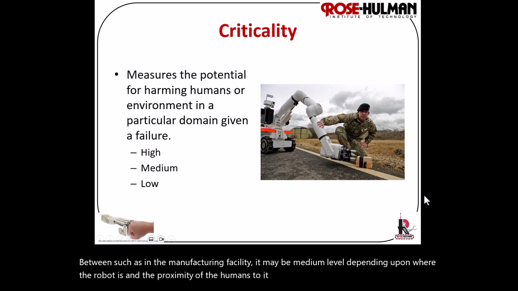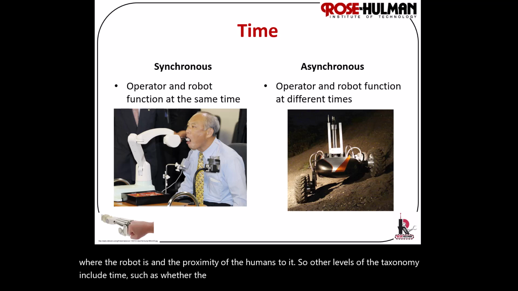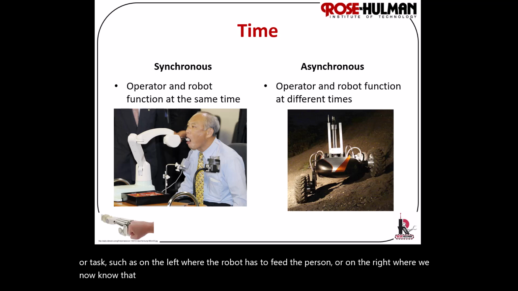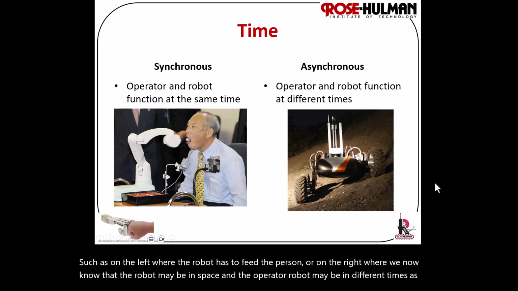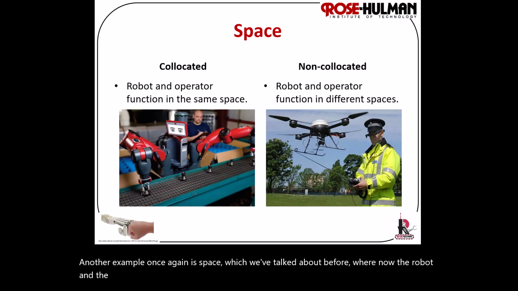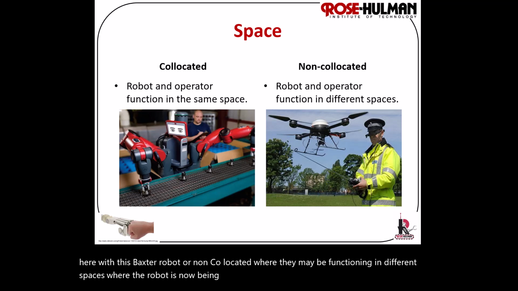So other levels of the taxonomy include time, such as whether the robot and the human are working in a synchronous mission or task, such as on the left, where the robot has to feed the person, or on the right, where we now know that the robot may be in space and the operator and robot may be in different times as well as locations. Another example, once again, is space, which we've talked about before, where now the robot and the human may be co-located, working in the manufacturing facility together, as seen here with this Baxter robot, or non-co-located, where they may be functioning in different spaces, where the robot is now being controlled remotely.